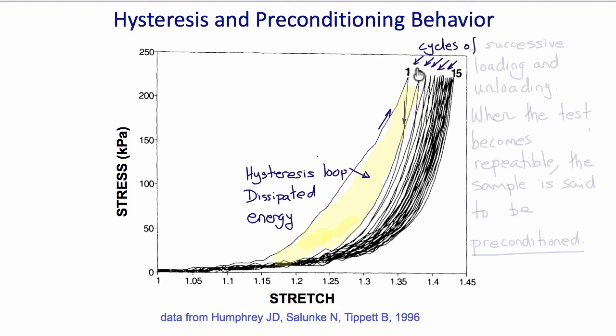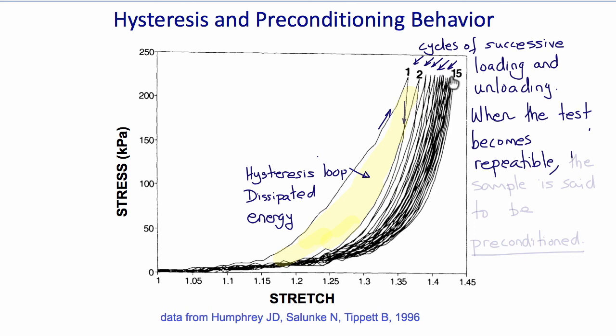We also see that subsequent cycles of successive loading and unloading follow different curves that eventually start to converge to the same hysteresis loop. When the test becomes repeatable so that the nth test and the nth plus 1 test are not significantly different, then the material is said to be preconditioned. But it doesn't mean that when the material is preconditioned there still isn't hysteresis. There can still be hysteresis once the material is preconditioned. So these are common characteristic properties of soft biological tissues.